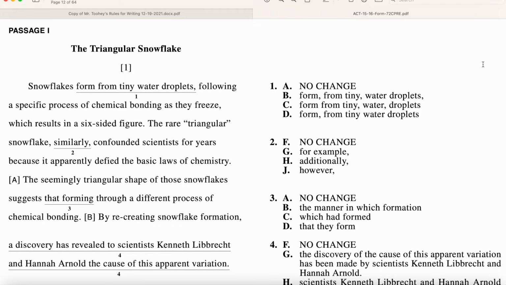Snowflakes form from tiny water droplets following a specific chemical... Okay. Right? D is tough to read without that pause. But the big takeaway is that you've got to read it accurately as written. And maybe that process isn't absolutely perfect, but it's your best bet with commas. At the very least, you can easily get rid of B and C. And then worst case scenario, you've got a 50-50 chance between A and D. That's not bad.